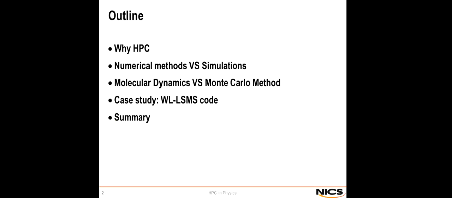After that, I will show a case study for a code named WLLSMS. It's the first code that can do finite temperature ab initio calculation on a large scale. Then I will summarize.